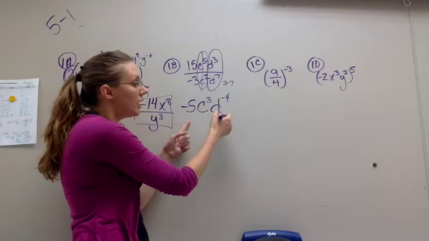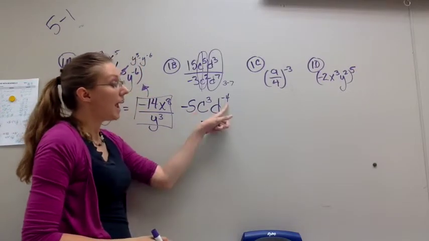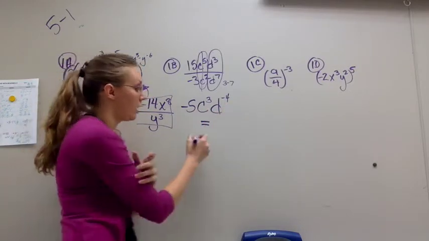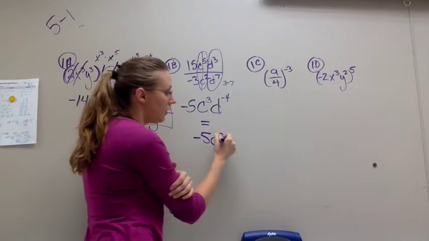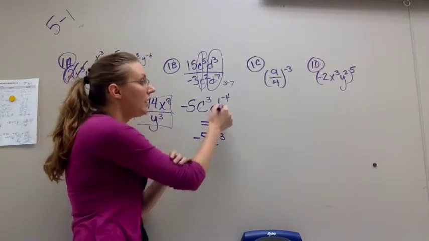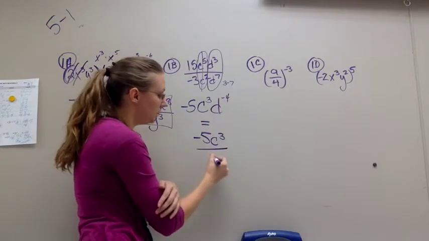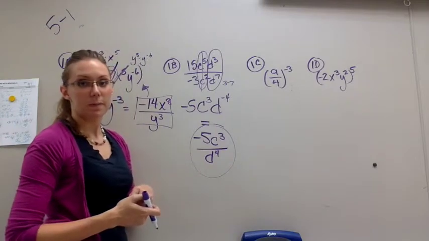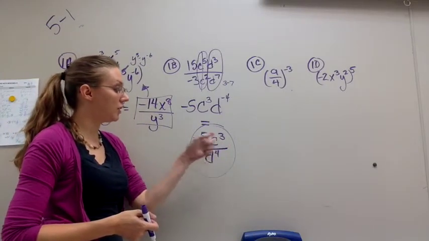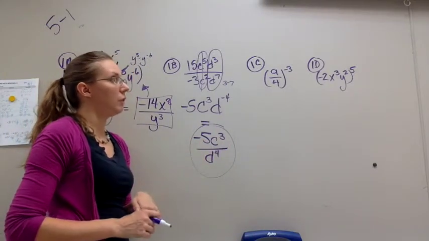Now again, this is not entirely simplified. I have a negative exponent I need to take care of. So I'm going to still have a negative 5 and a c to the 3rd power in my numerator, but this, because it has a negative power, must be moved into my bottom, and the power must be made positive. Okay, so we have negative 5c to the 3rd divided by d to the 4th.